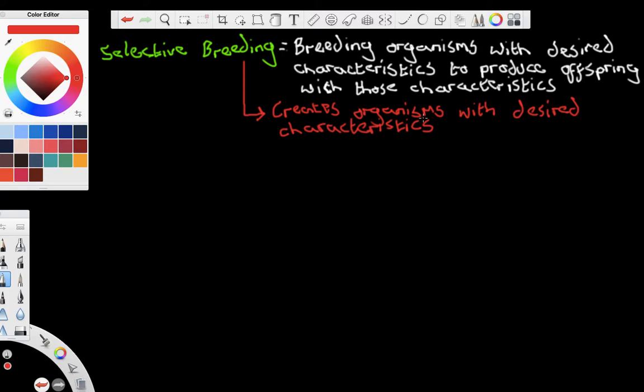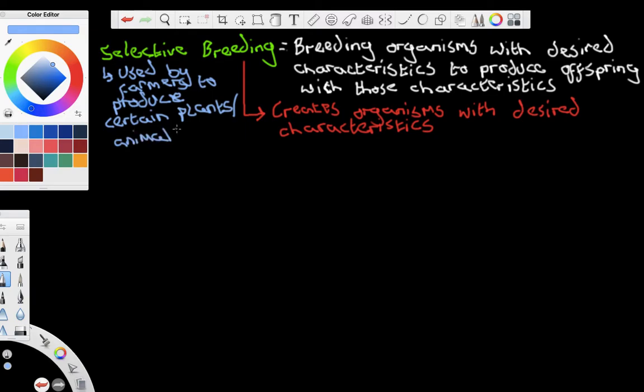Selective breeding is very commonly used by farmers. It's used by farmers to make cattle and plants with the characteristics that we want. So we can put here that it's used by farmers to produce certain plants / animals.